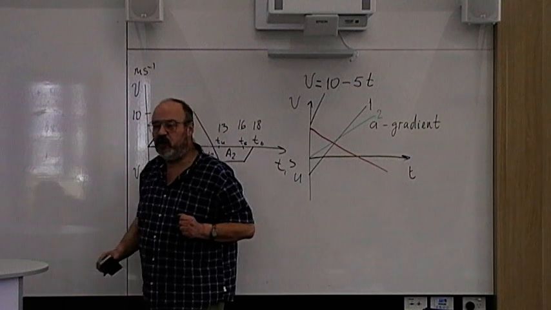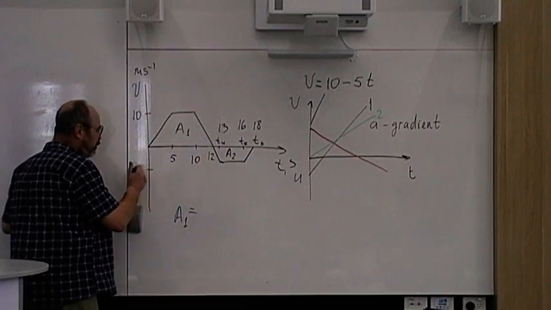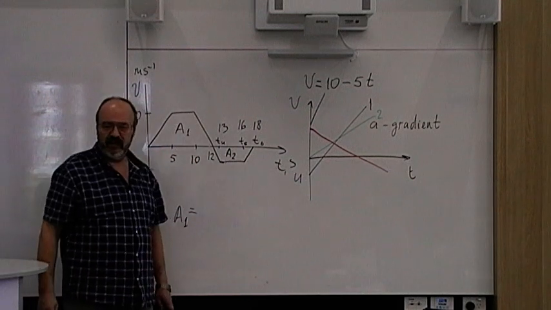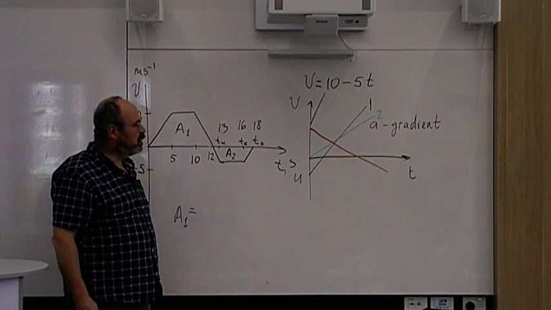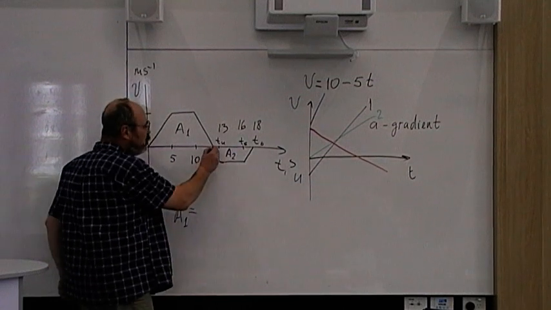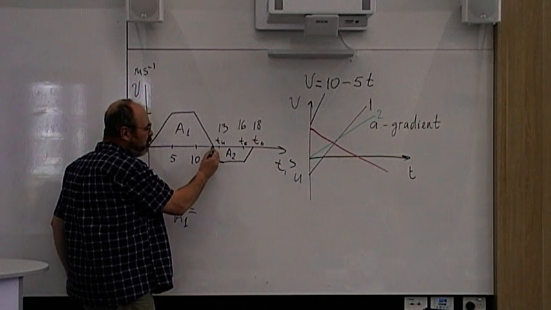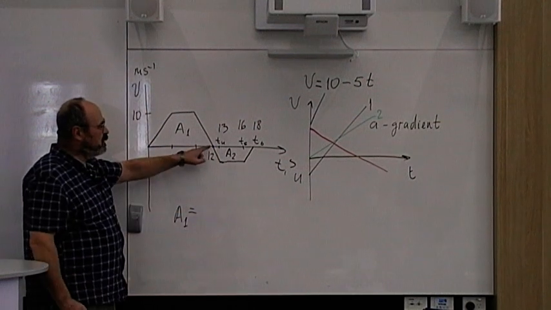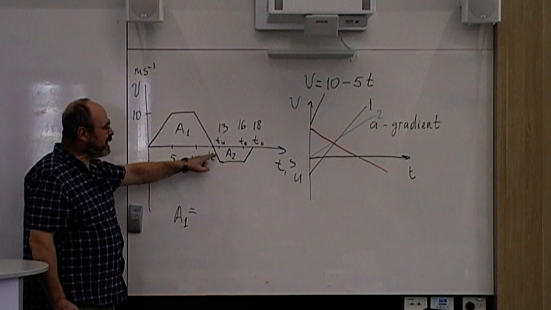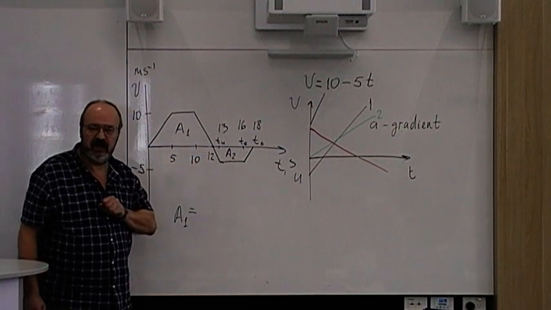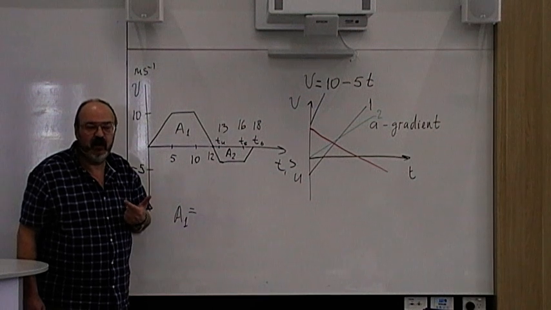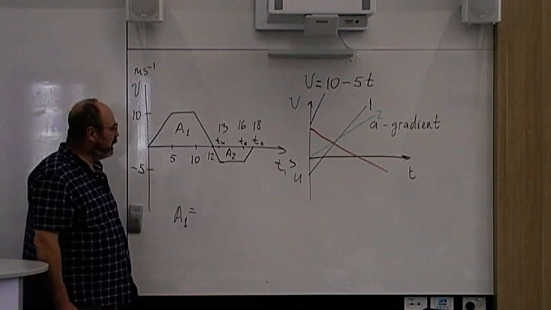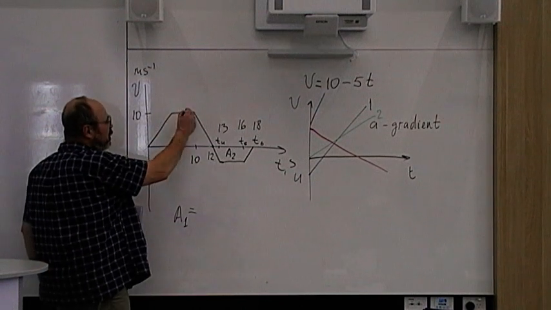Does everyone understand how we work out that this will be negative 5? We found the gradient, the acceleration, as a gradient. So the acceleration is negative 5. Now from here to here, 12 seconds to 13 seconds, for 1 second the velocity at this point is 0. For 1 second it's moving with acceleration negative 5. What will be the velocity? Negative 5. Make sense?